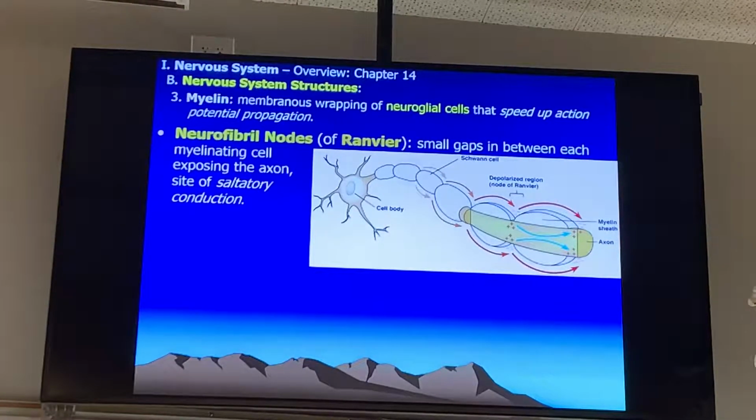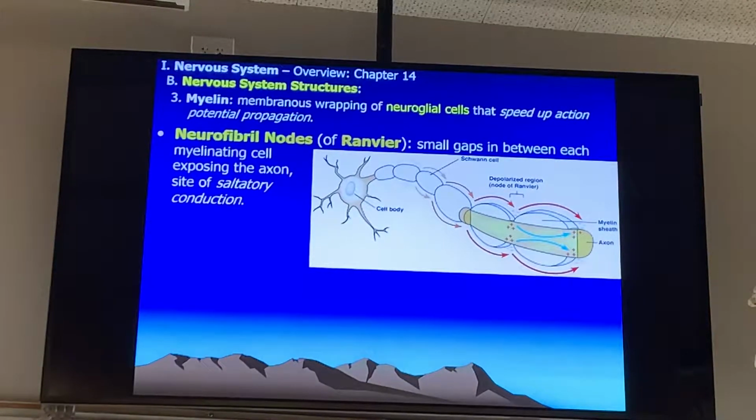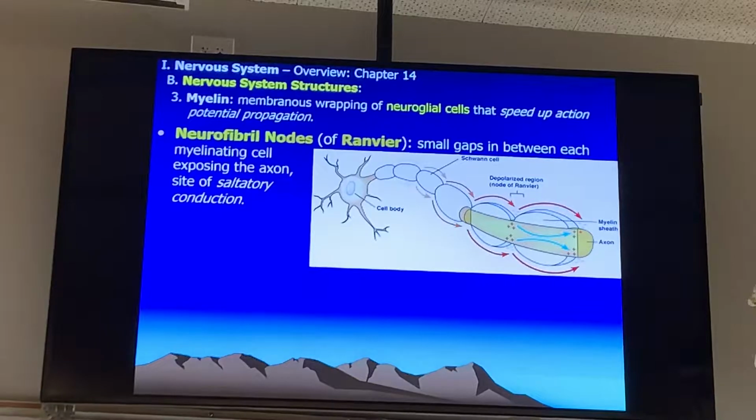Now, like I drew it on the whiteboard, there are gaps between neurolemmacytes, and those gaps are called neurofibril nodes. So this would be a neurofibril node. Covering this stuff this week in lab too. So the gaps between adjacent neurolemmacytes are called neurofibril nodes. Old name, nodes of Ranvier. Everybody see that?